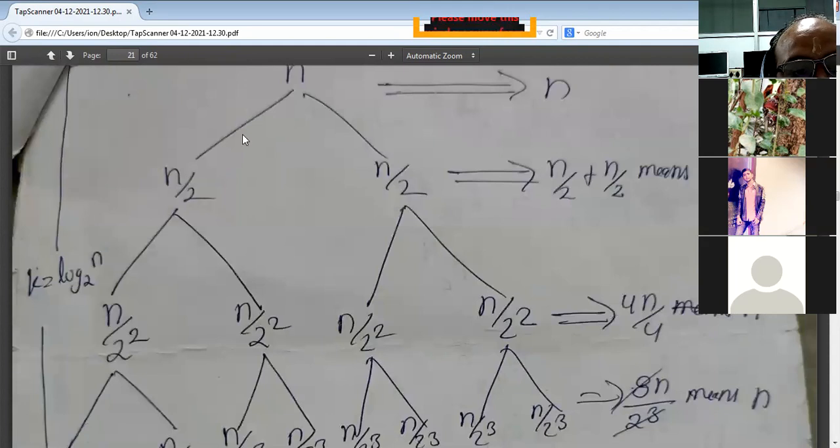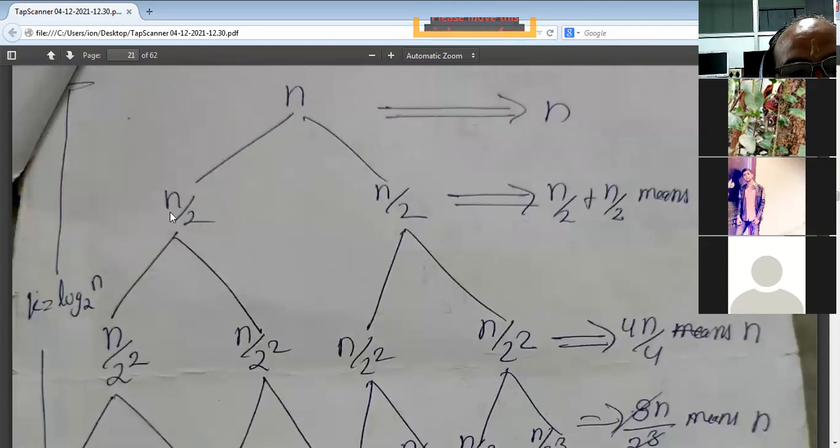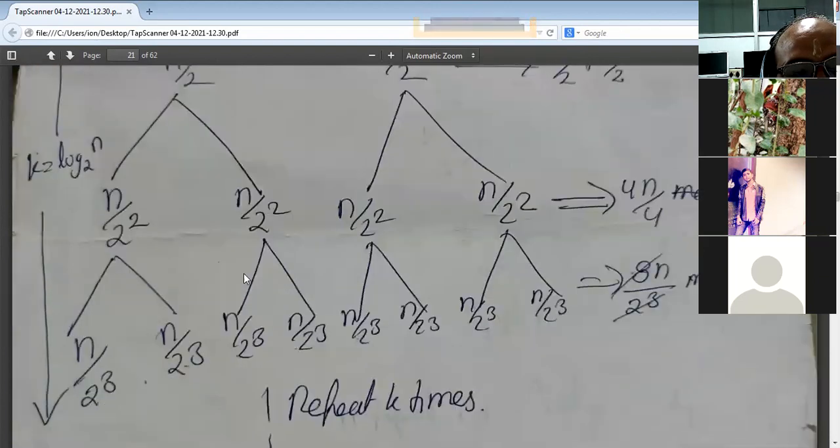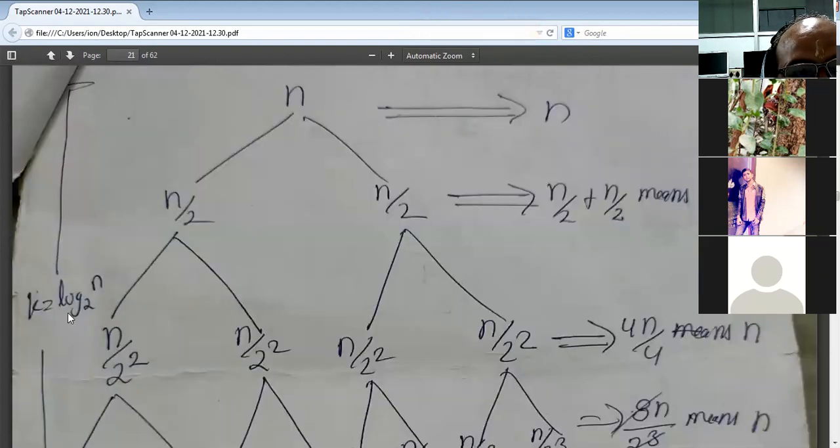The levels are n by 2^0, n by 2^1, n by 2 square, n by 2 cube, and so on till n by 2^k. So how many iterations are there? There are total kth number of iterations. That is, the height of the tree is log₂n.